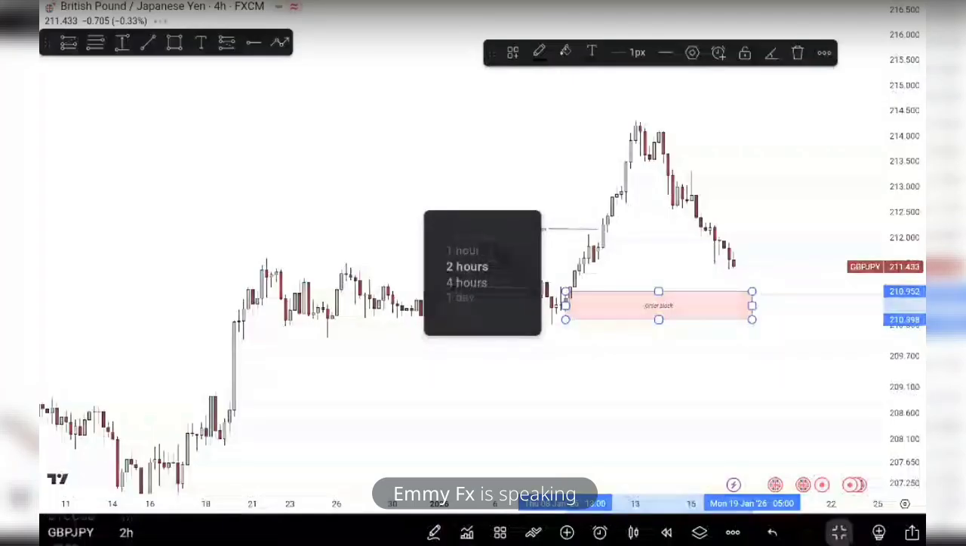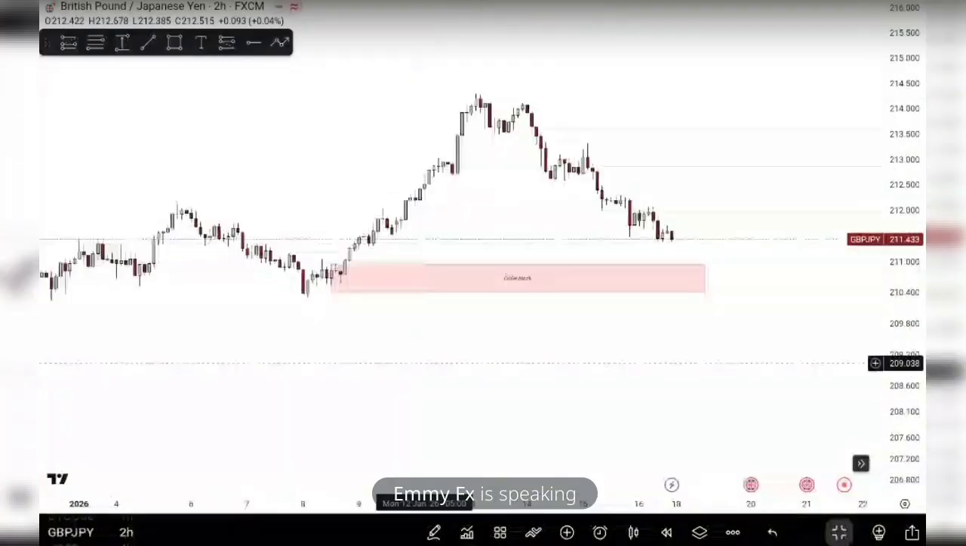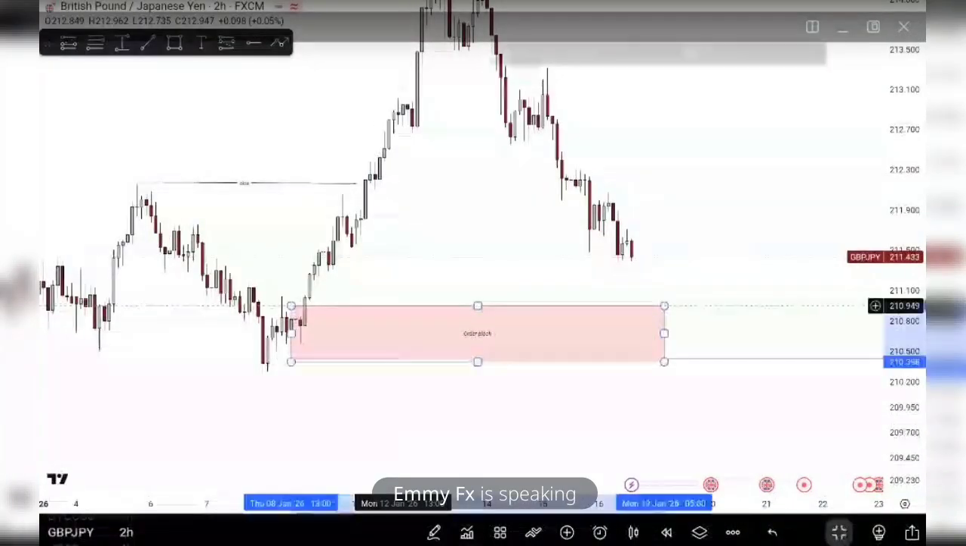Let's just be aligning the other block, right? We have this other block which is currently sitting at this spot.